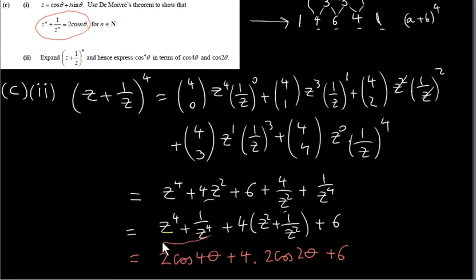So you see that this thing here is the same as z to the power of n plus 1 over z to the power of n when n is equal to 4. So we just plug 4 in for n here, so we get 2 times the cos of 4 theta. So that's what we have here. Now, what about z squared plus 1 over z squared? Well, that's the same as this thing here with n equal to 2. So we get 2 cos of 2 theta. So this here is 2 cos 2 theta. And we have to multiply it by 4, and then we add on 6.